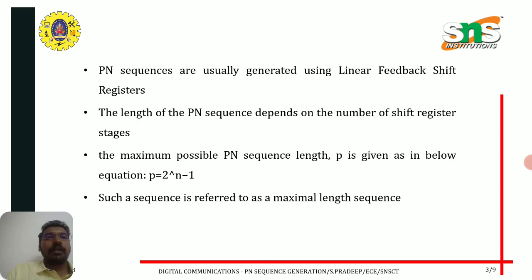PN sequences are usually generated using linear feedback shift registers. The length of the PN sequence depends on the number of shift register stages. The maximum possible PN sequence length P is given by the equation P equals 2 power n minus 1. Such a sequence is referred to as a maximal length sequence.